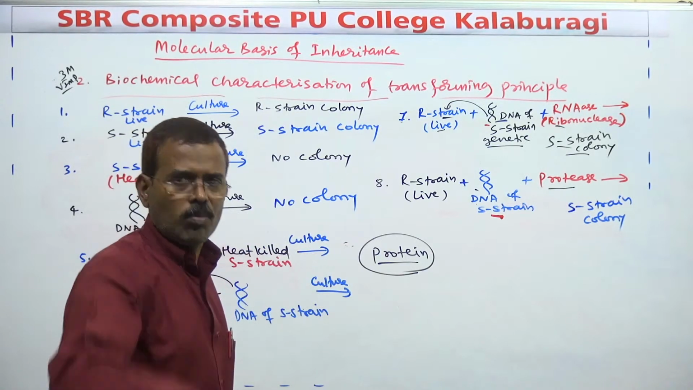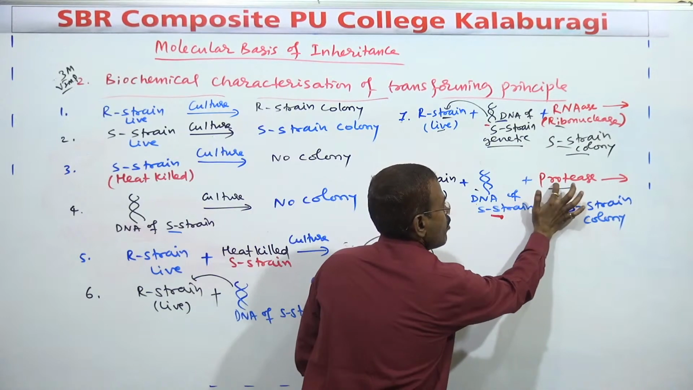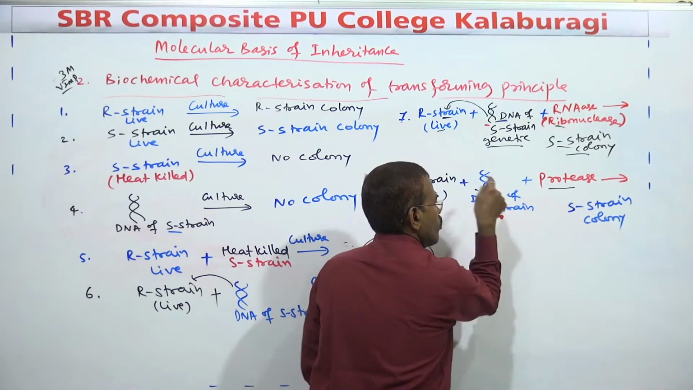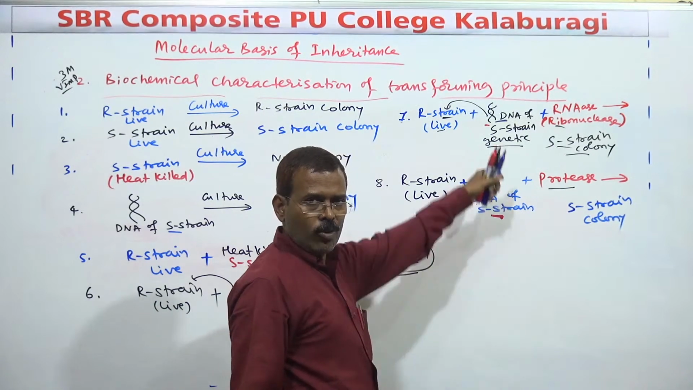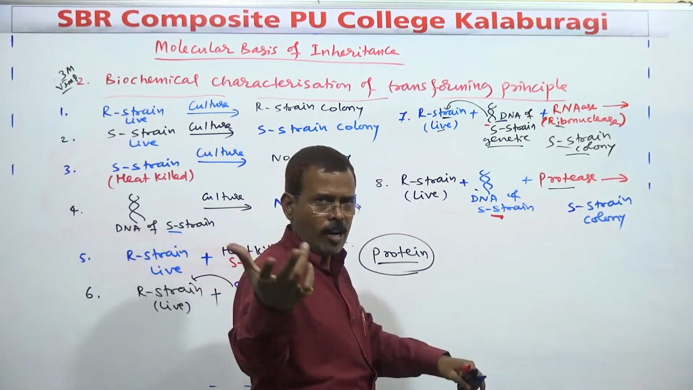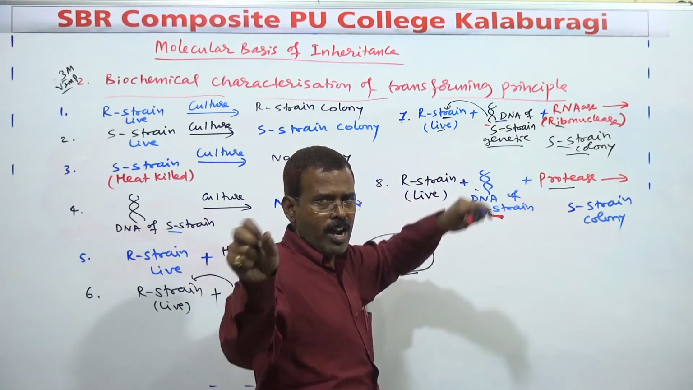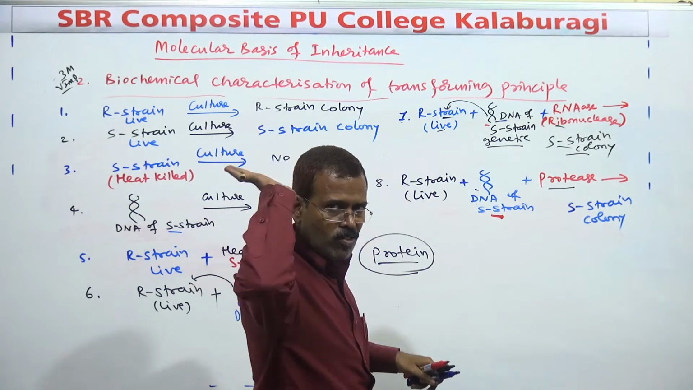This is possible only when this enzyme could not act on this. It is a deoxyribonucleic acid. Already we have tested using RNA enzyme which could act on RNA. So there we came to know RNA is not the genetic material. It is not the transforming principle.